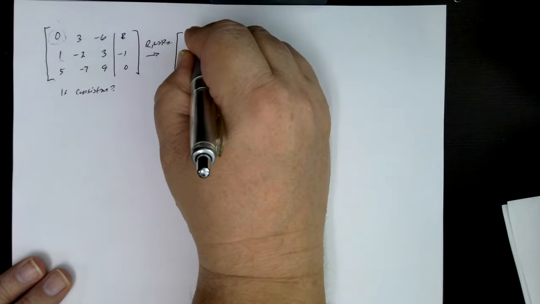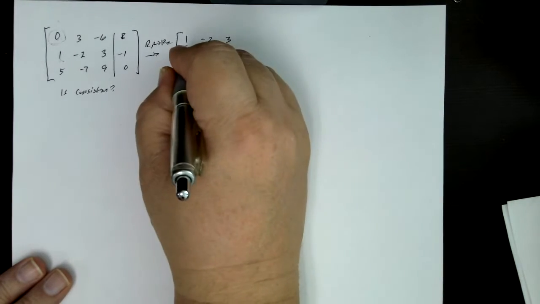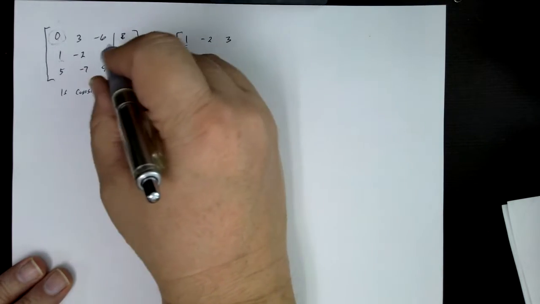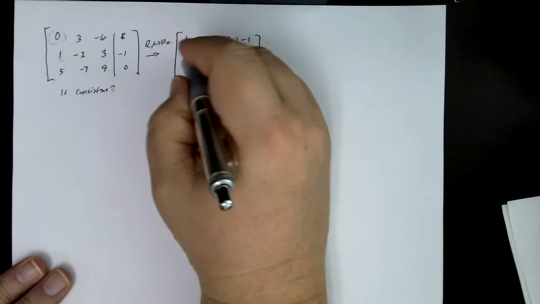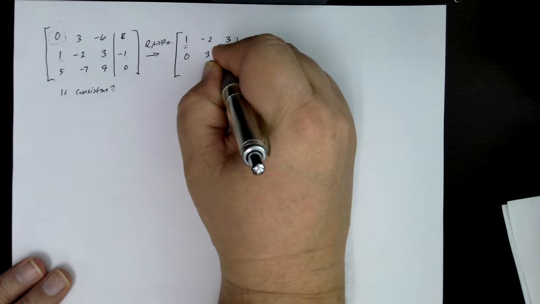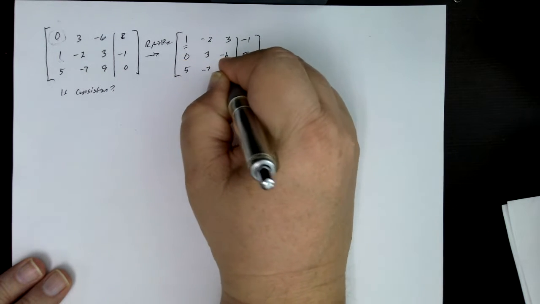And so then we'll have a 1, minus 2, 3. Again, my goal here was just to get a 1 in that position. 1, minus 2, 3, minus 1 here now. And then the second row is now 0, 3, minus 6, 8. And the third row is 5, minus 7, 9, and 0.